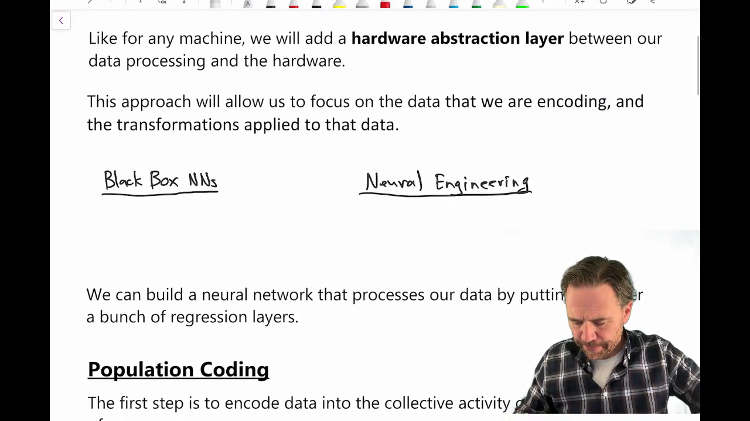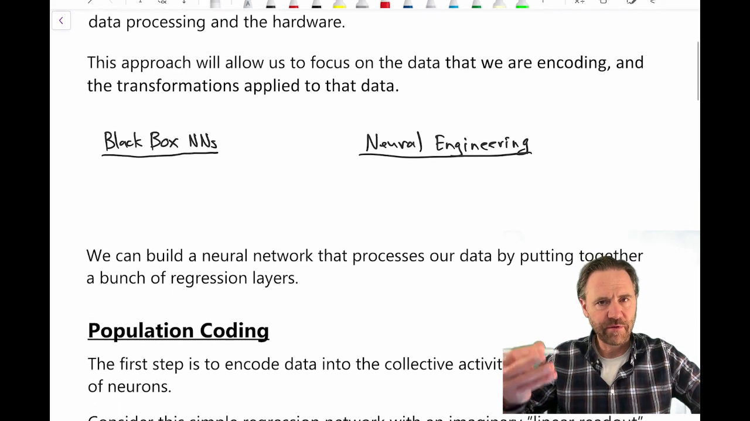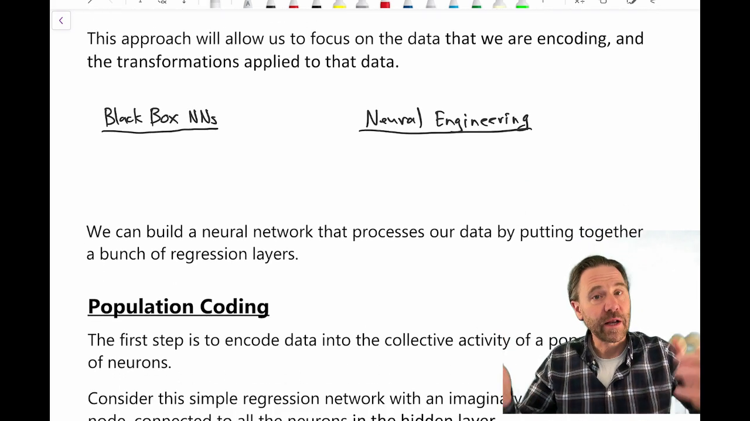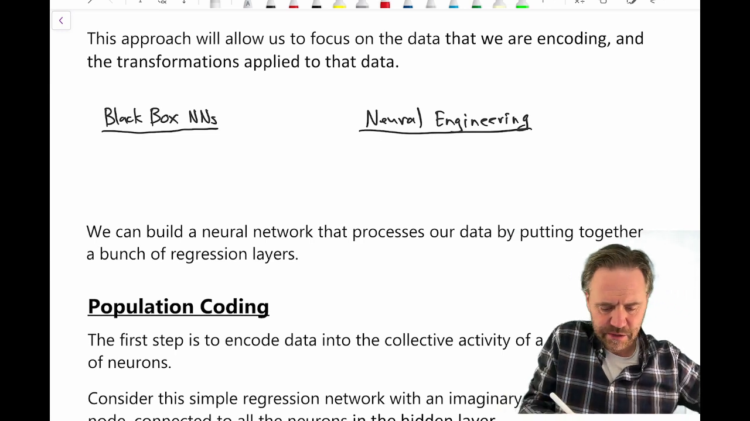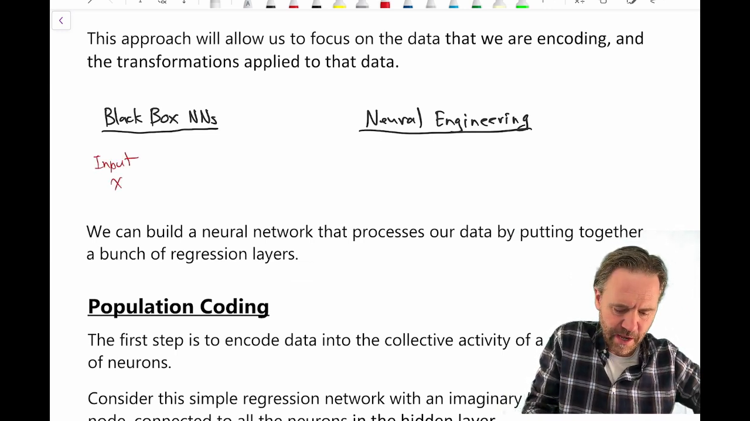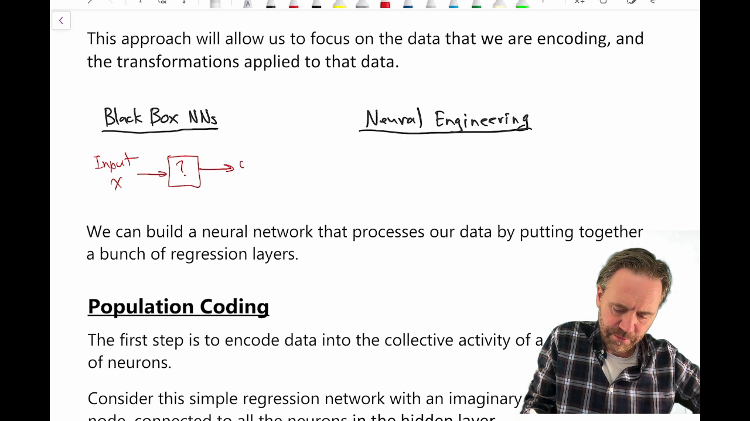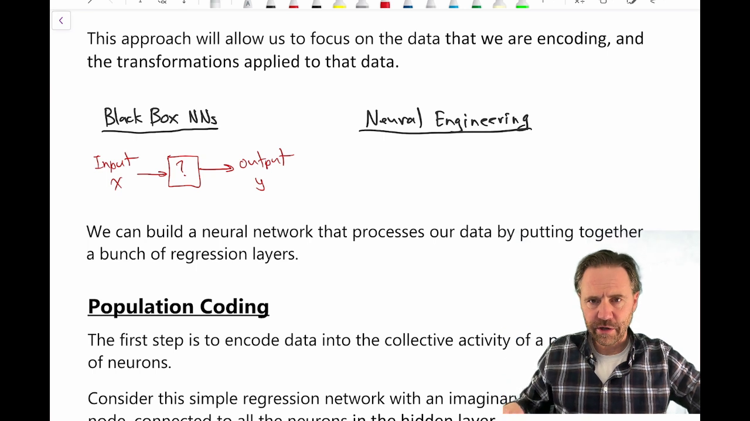So far, the way we've thought about neural networks is kind of a black box. We know everything that's going on inside the network, but in terms of learning, it's really just an input, which might be X, goes into this black box, and then out goes our output Y. We don't really control what happens inside the neural network. Neural engineering is a bit different.